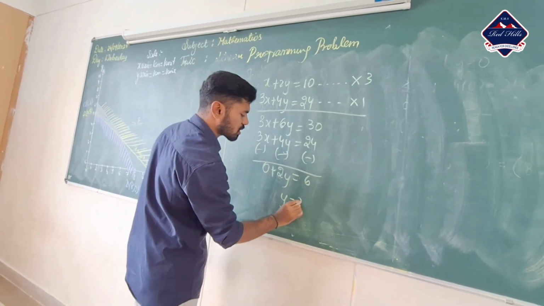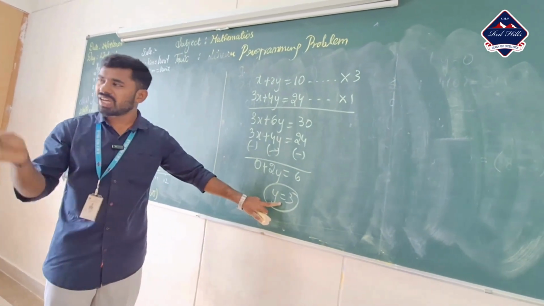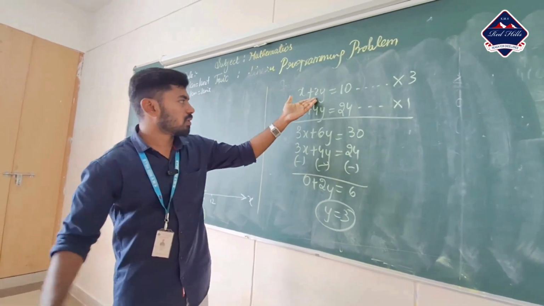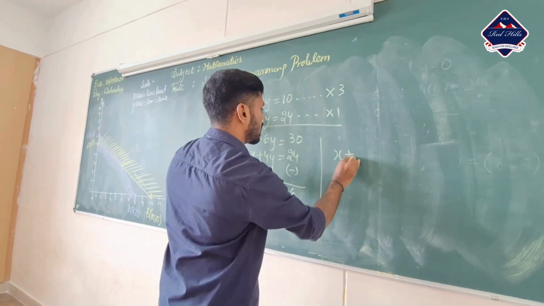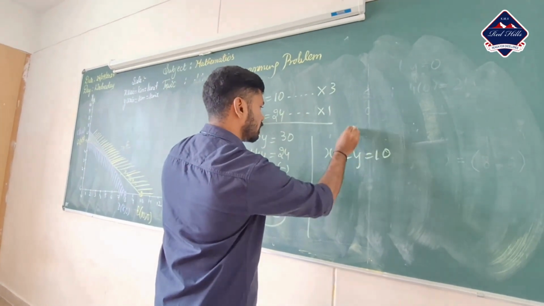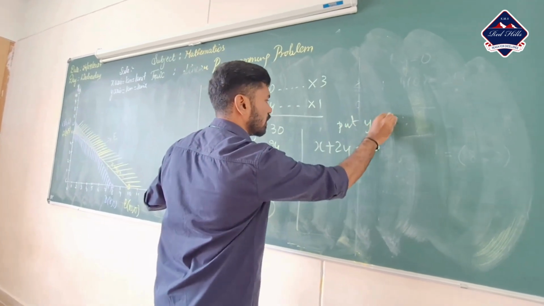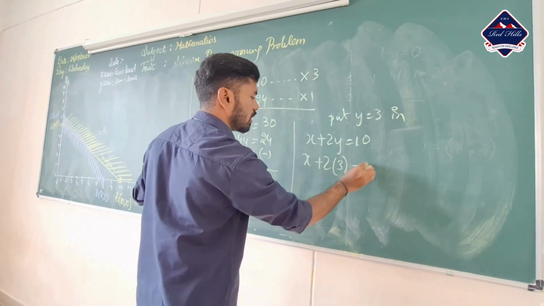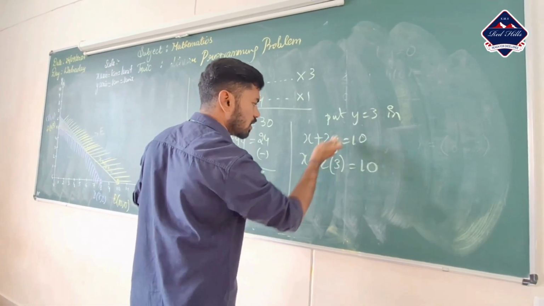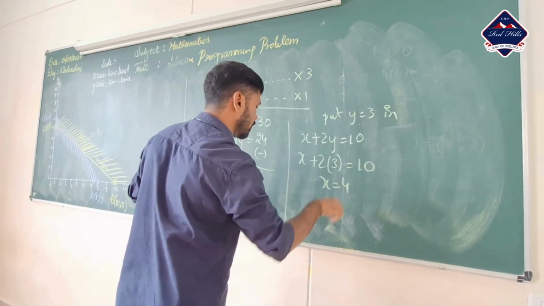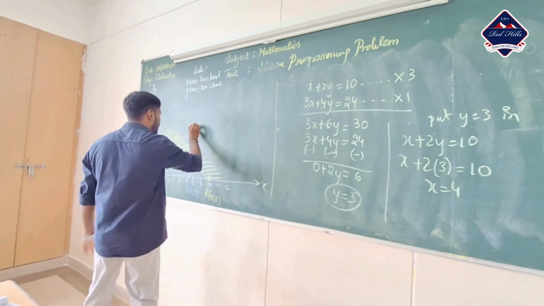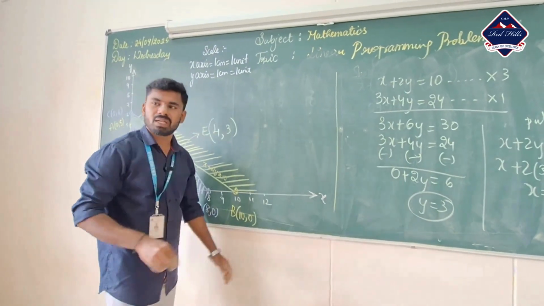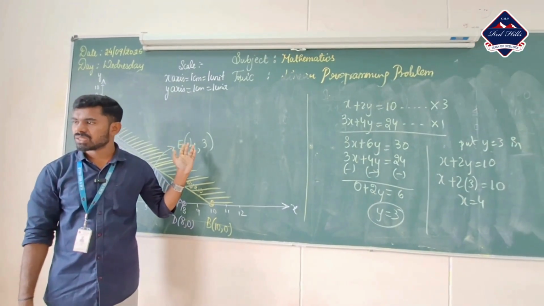So y is equal to, what's the value, children? 3. If y is equal to 3, substitute in any of the equations. Let us substitute in x plus 2y equal to 10. Put y equal to 3 in the first equation. So x plus 2 into 3, that is nothing but 2 3s are 6. 10 minus 6 will be 4. Hence, the value of point E will be (4, 3). Everybody understood? Any doubts in this?